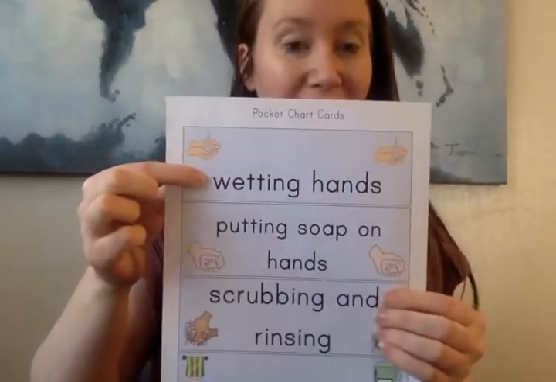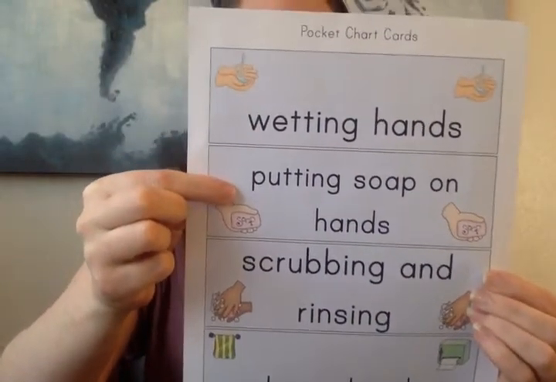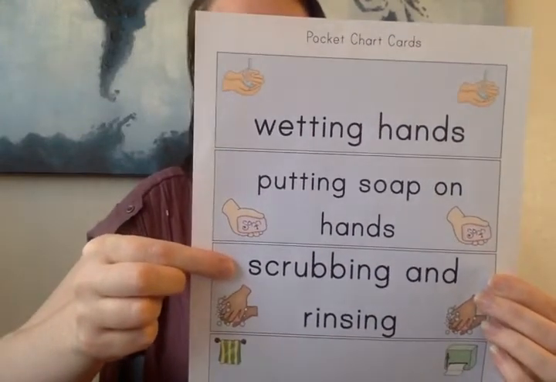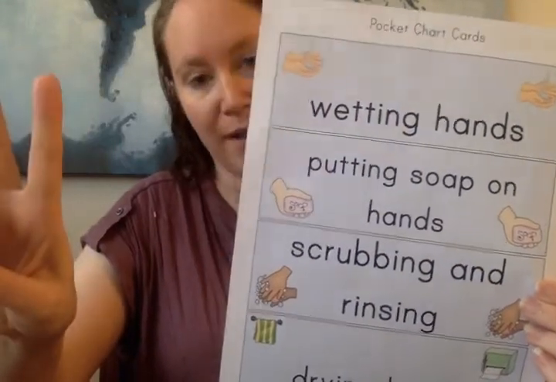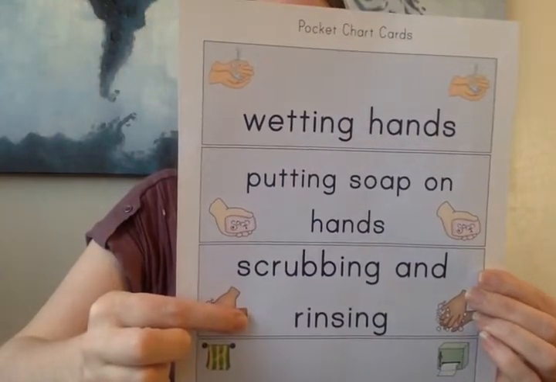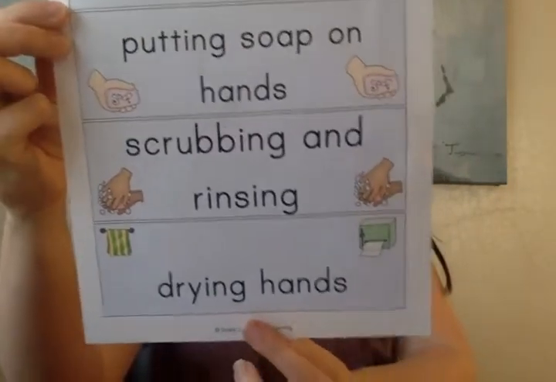Okay, those are the steps to washing your hands. Again, you go to the sink, you wet your hands with just water, then you put soap on your hands, then you scrub and sing the song 2 times. And when you're done singing the song, you will rinse your hands with clean water to get all the soap suds off. And then you can use a towel or a paper towel, whatever you have, and you dry your hands.